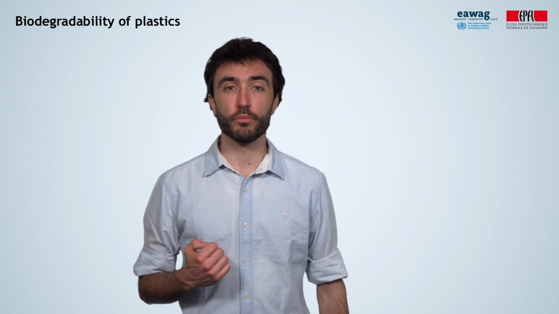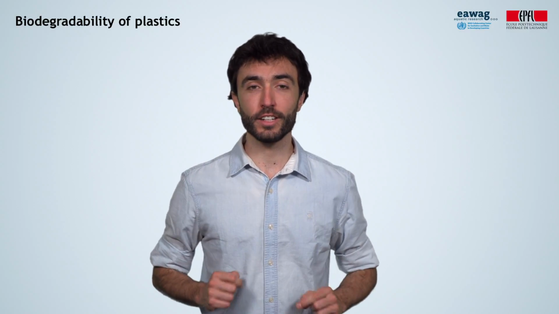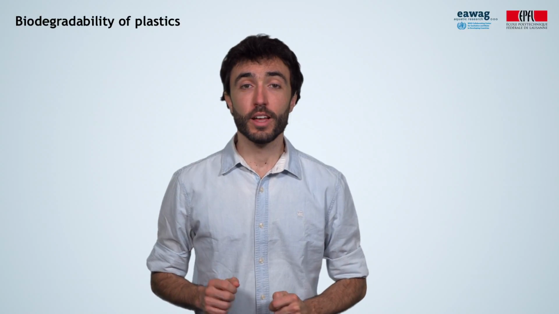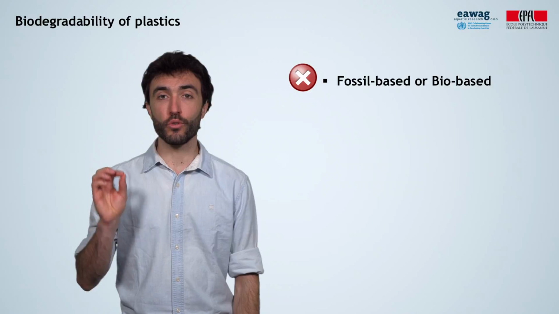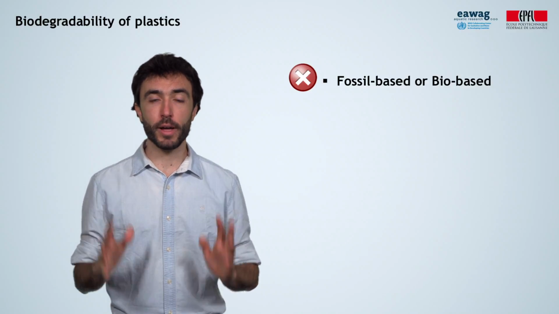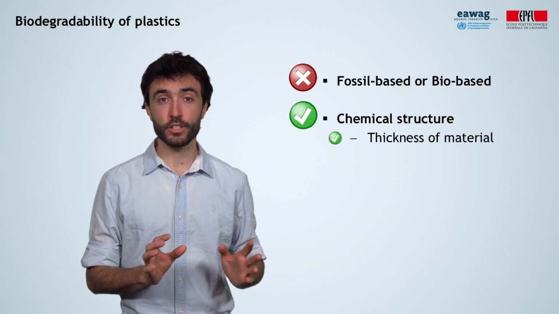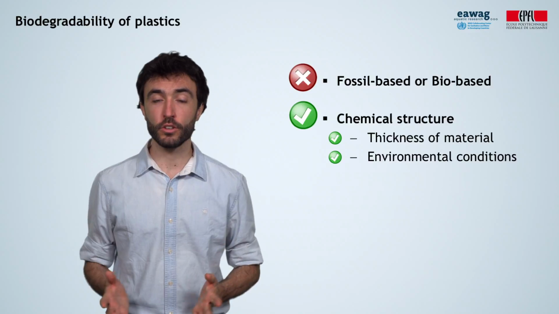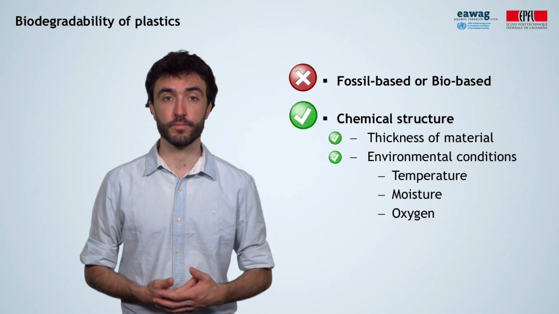The second property to mention is the degradability. Pay attention, because this is where the answer to our question comes. The biodegradability of plastics does not depend on whether the polymers are bio-based or fossil-based. It mainly depends on its chemical structure, but also on the thickness of the material as well as environmental conditions such as temperature, moisture, and presence of oxygen.